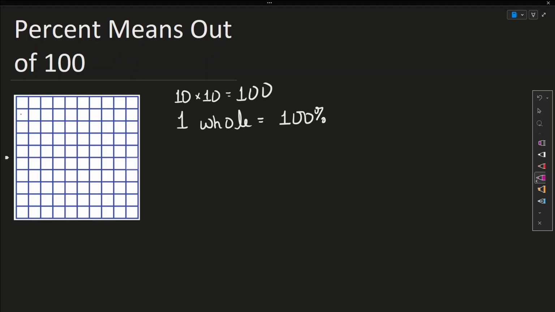Now, let's shade 9 of my small squares. When I do that, I will have shaded 9%, because 9 out of 100 parts are shaded. This gives students a very concrete way to see that percent is not just a symbol. It's a way of describing how much of a whole we have.